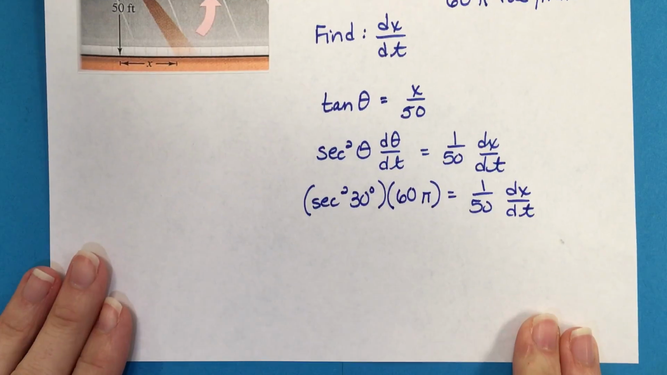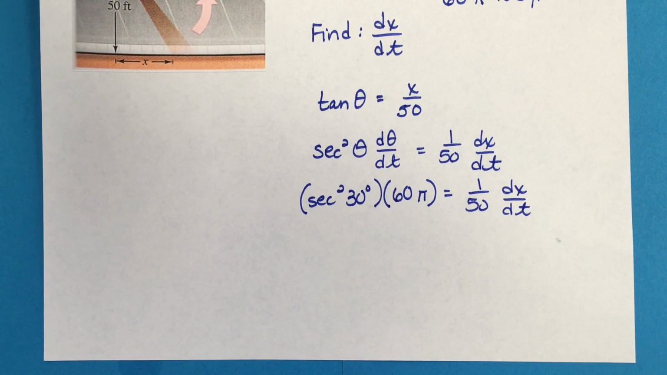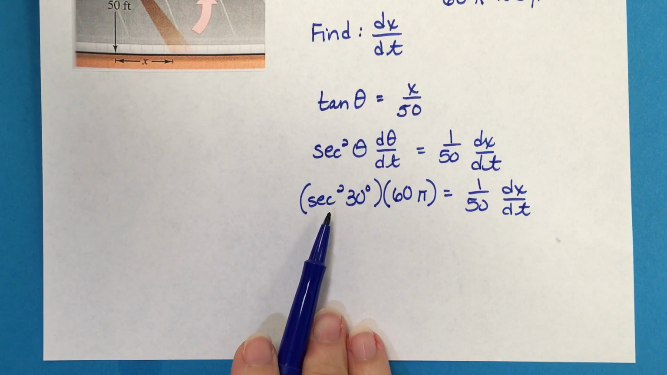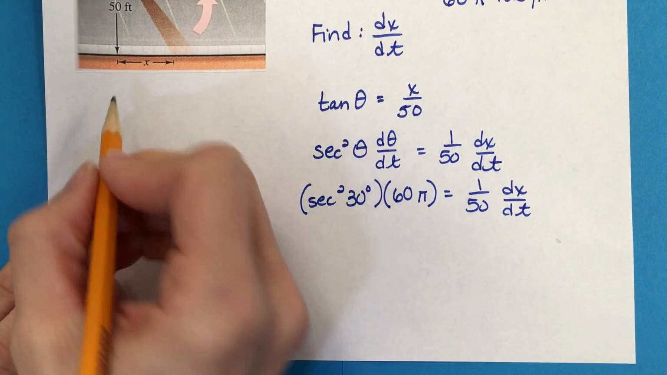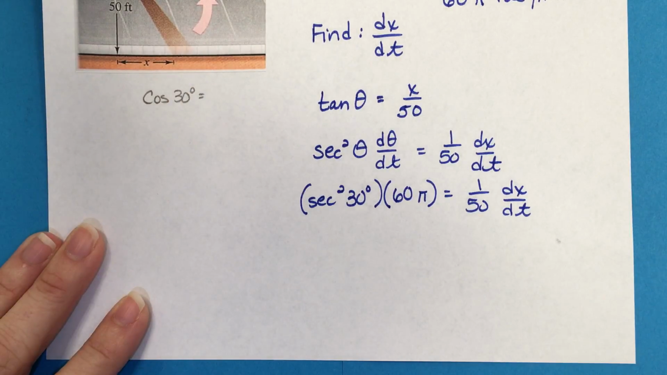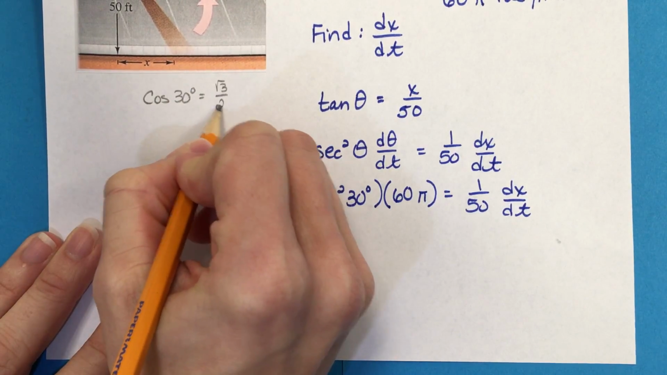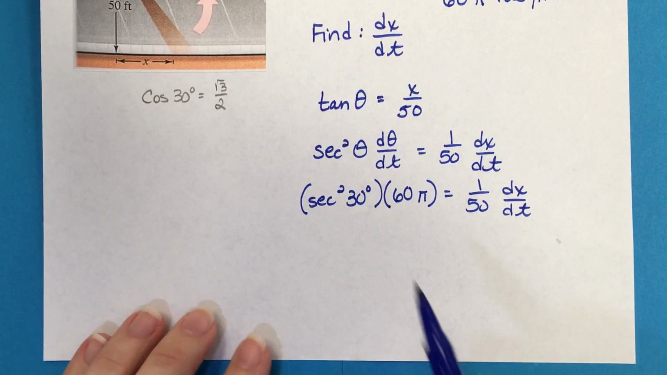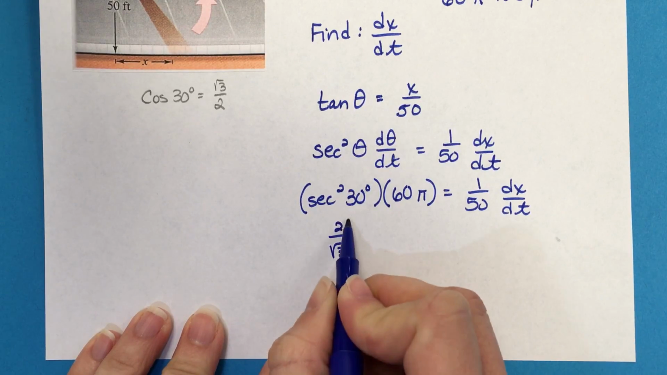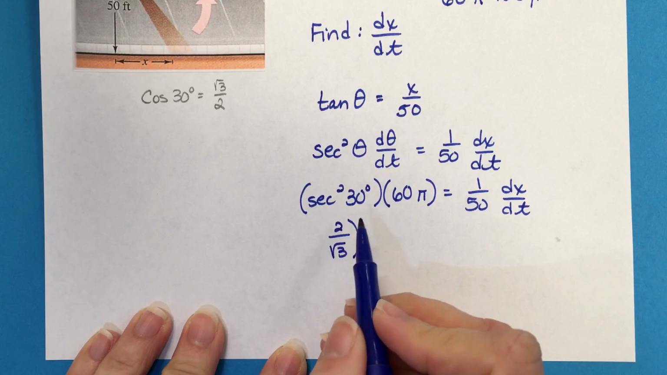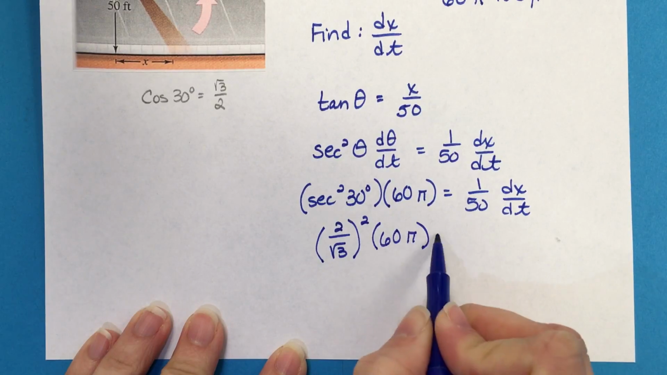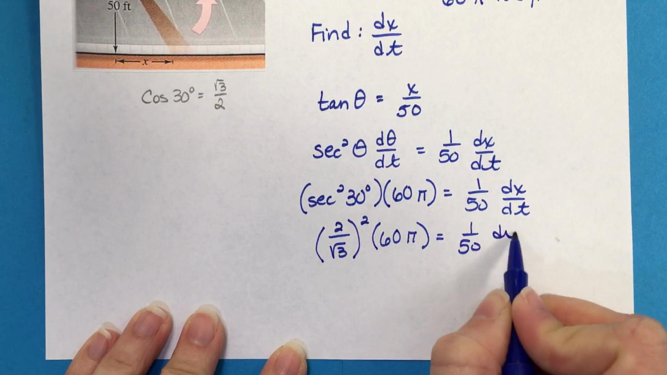Now we need to come up with a value for secant of 30 degrees. First of all, just think in terms of cosine. We know that cosine of 30 degrees is equal to square root 3 over 2. So secant would have to be the reciprocal. Of course, whatever I substitute in, I need to square. So I would have 2 over square root 3, squared, times the 60 pi, is equal to 1/50th dx dt.